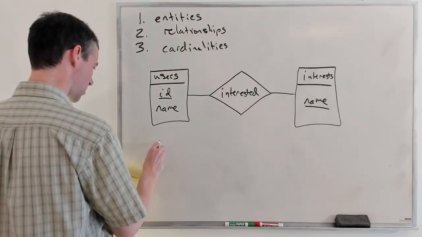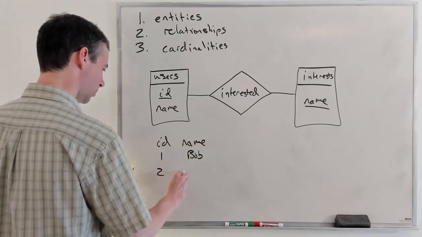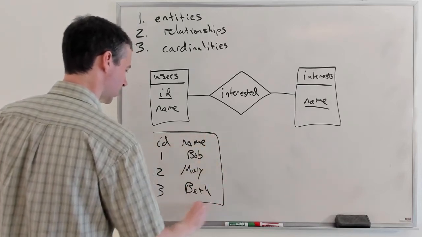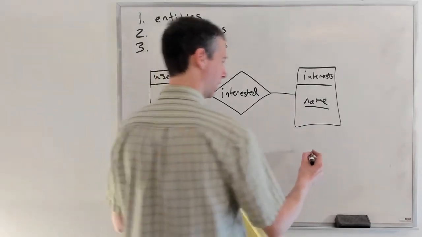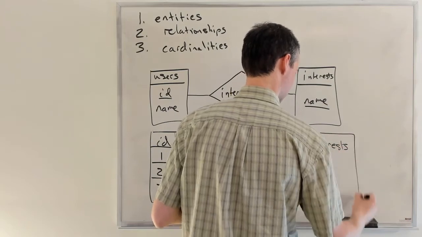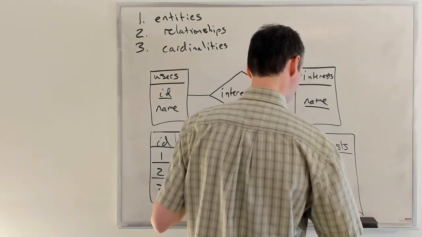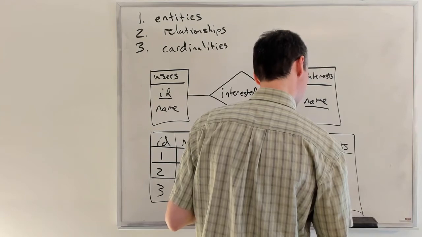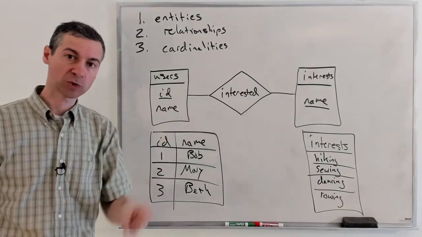If we were to envision these as tables, we have an ID here and name. 1 is Bob, and 2 is Mary, and 3 is Beth. Let's go ahead, make a cool little table. So column names, some rows, and over here we have some interests. We could be interested in hiking, sewing, dancing, and rowing. I don't know. All right. So each one of these is a unique word that names what that interest is.